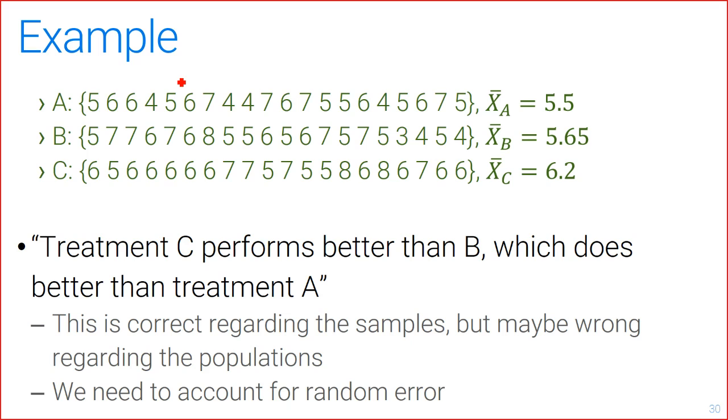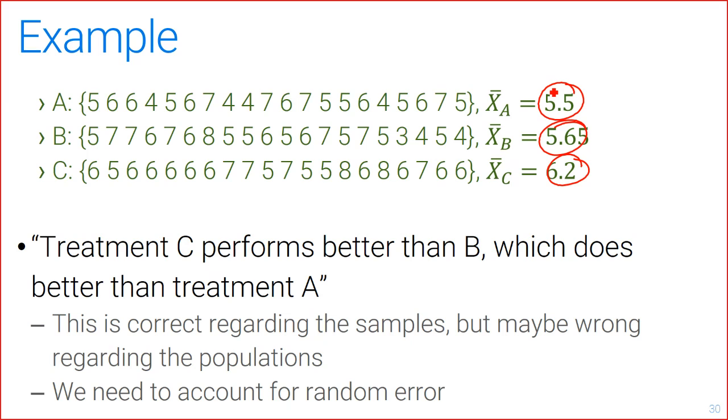And so the mean that we observe in treatment A is 5.5. The mean we observe in treatment B is 5.65. The mean we observe in treatment C is 6.2. So looking at these numbers, we would be inclined to say something like treatment C performs better than B because 6.2 is larger than 5.65, which does better than treatment A because the mean for treatment A is 5.5.